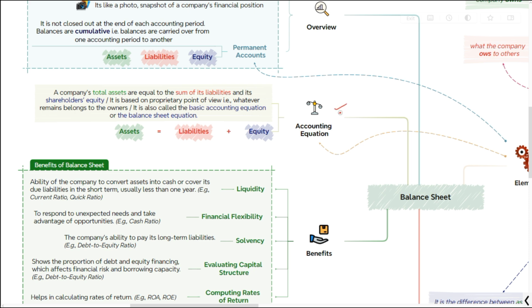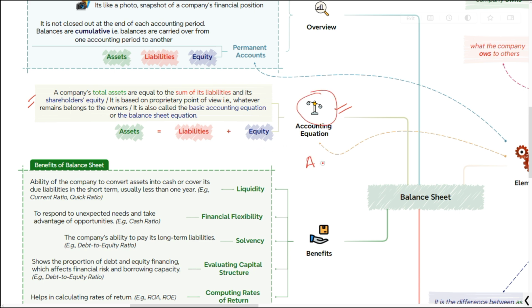Accounting equation. The accounting equation is assets equal liabilities plus equity. So your assets should always be equal to liabilities plus equity. A company's total assets are always equal to the sum of its liabilities and its shareholders' equity. This accounting equation is based on the proprietary point of view. So what is the proprietary point of view? It is that whatever remains belongs to the owners of the business. The accounting equation is also called the basic accounting equation, or the balance sheet equation, and the balance sheet equation must tally.